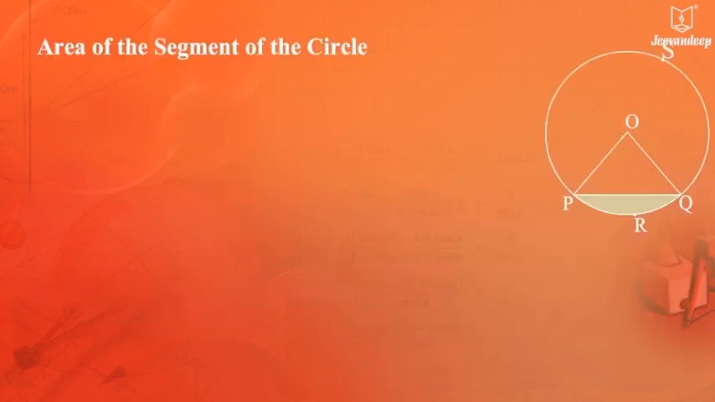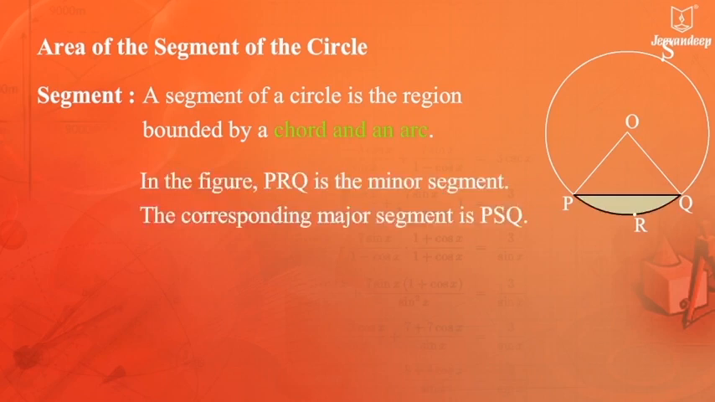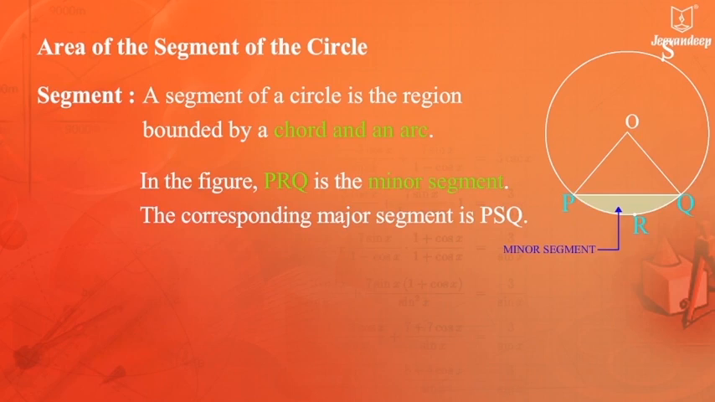Area of the segment of the circle. Segment: a segment of a circle is the region bounded by a chord and an arc. In the given figure, PRQ is the minor segment. The corresponding major segment is PSQ.